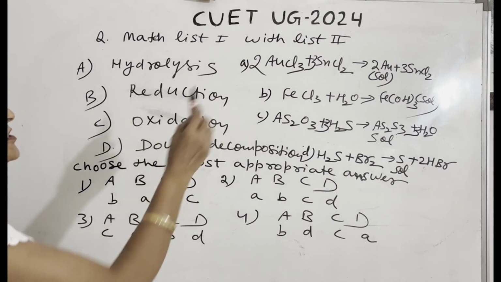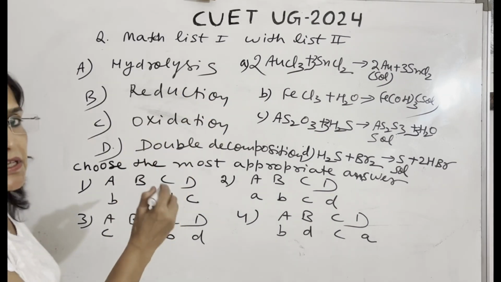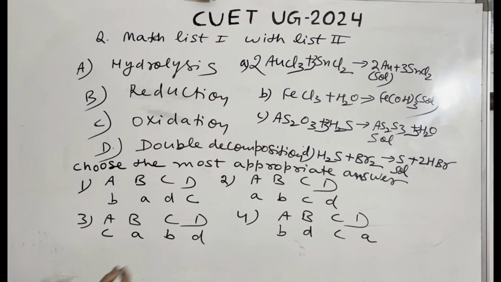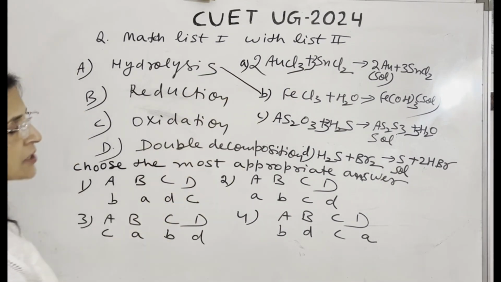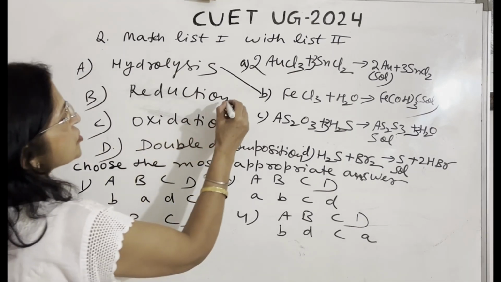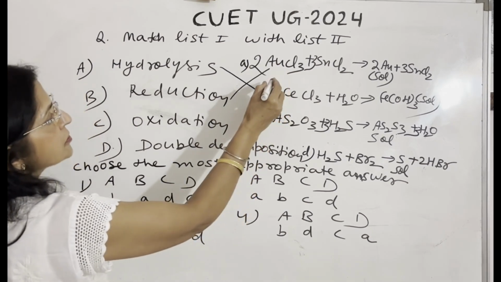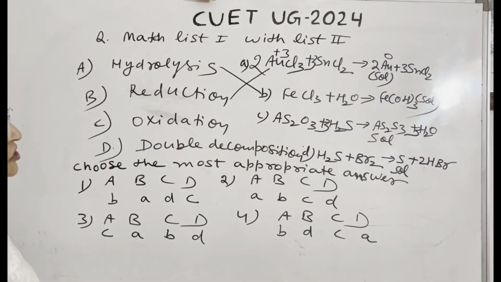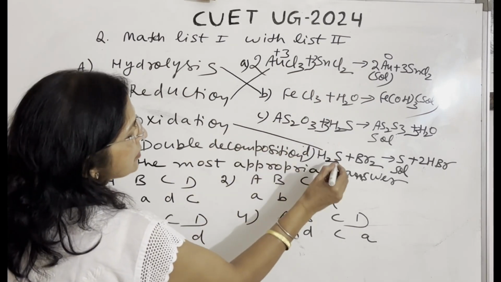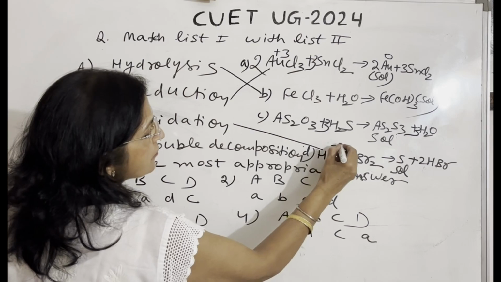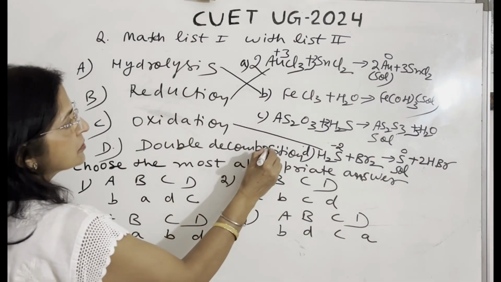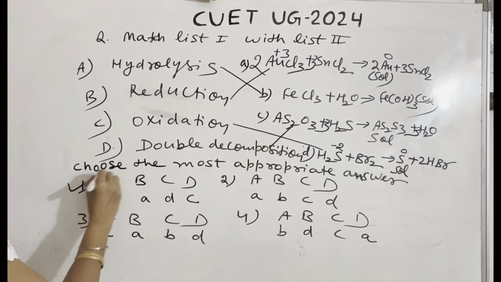Question is, match list 1 with list 2. This question is related with the preparation of colloidal salt by chemical methods. Hydrolysis. Ferric hydroxide salt is prepared by the hydrolysis of ferric chloride. Reduction. This one. देखिए, the oxidation state of gold changes from +3 to 0. Oxidation. Oxidation, this one. The oxidation state of sulfur increases from -2 to 0. Double decomposition, this one. So answer is this.